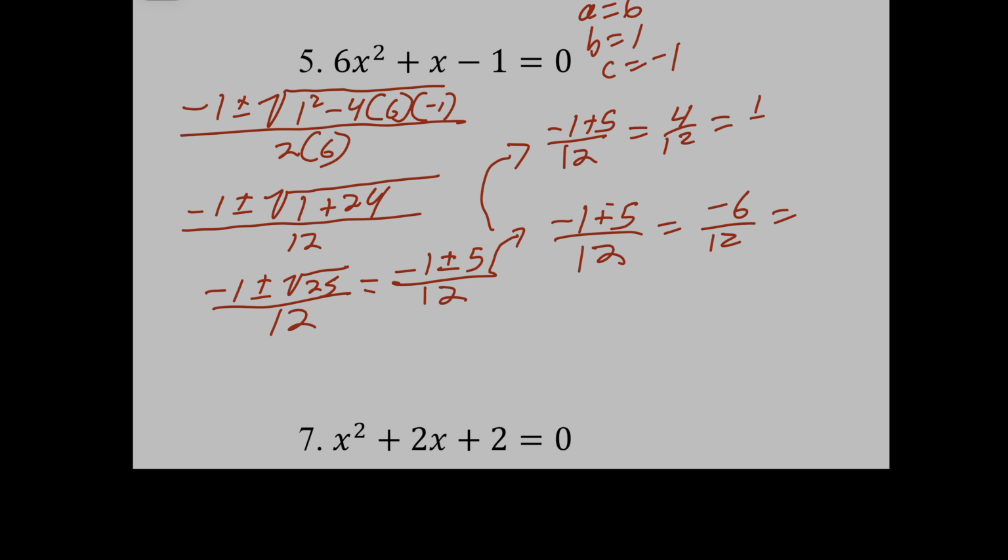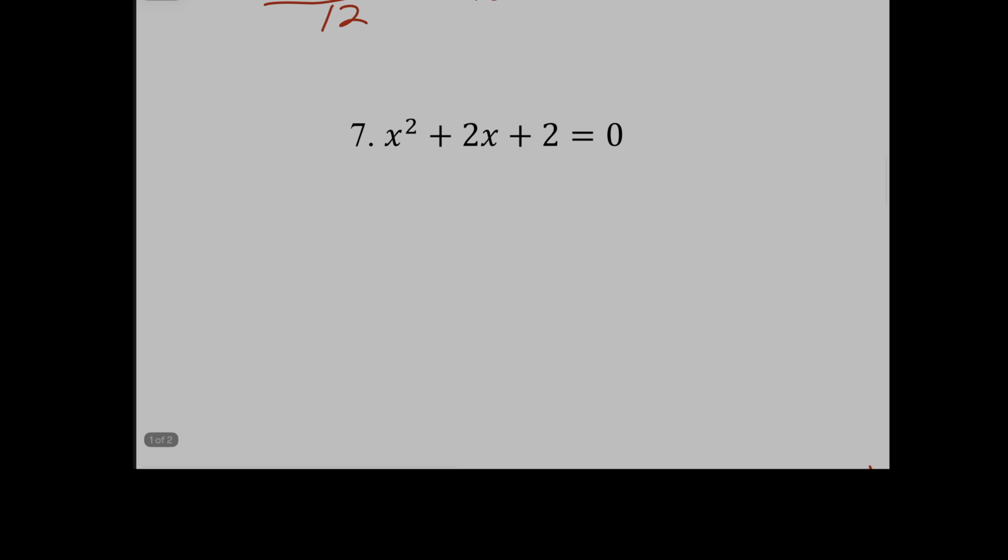Okay, so that's going to become 1/3. Okay, and that's going to become a negative 1/2. Okay, and that's our answer for number 5. So that one does come out as just 2 normal numbers. All right, here we go.